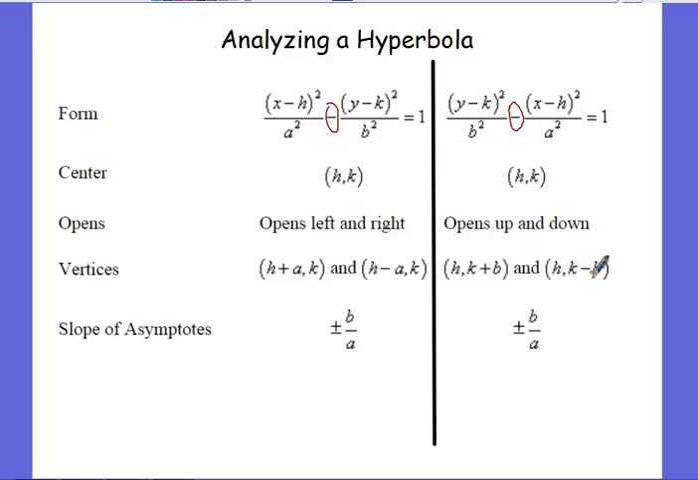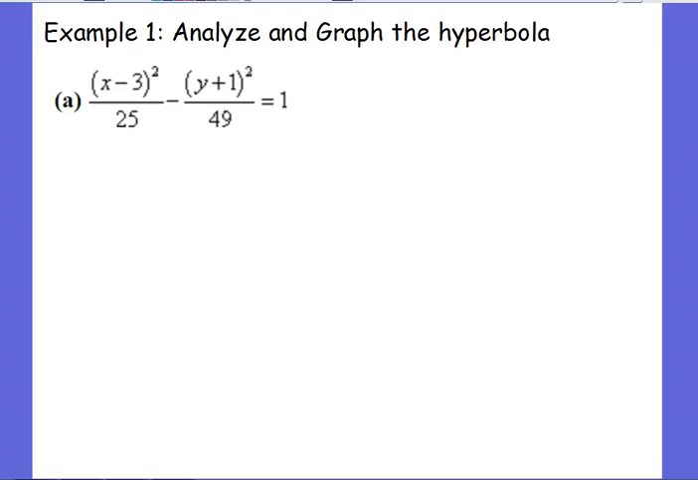And then what we'll do is see if we can basically analyze a hyperbola. All right, so here we go. Here's our first example. It says analyze and graph the hyperbola. So I have parentheses, x minus 3 squared over 25 minus y plus 1 squared over 49 equals 1.